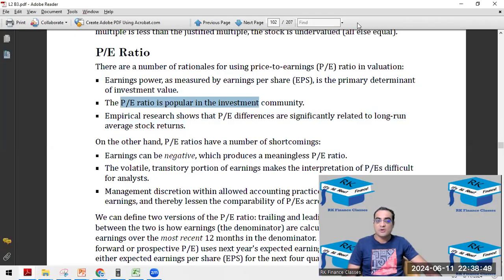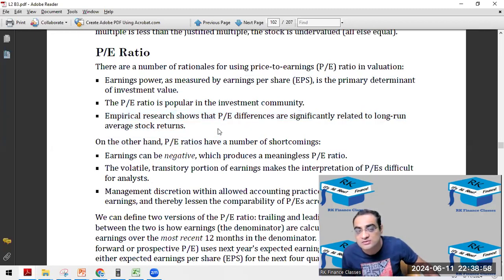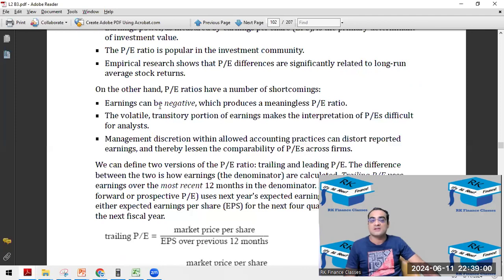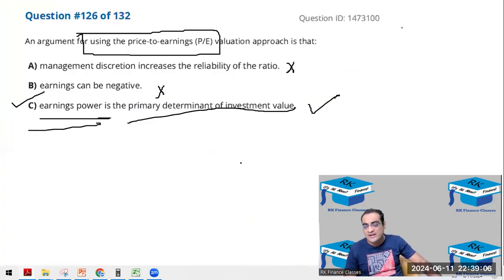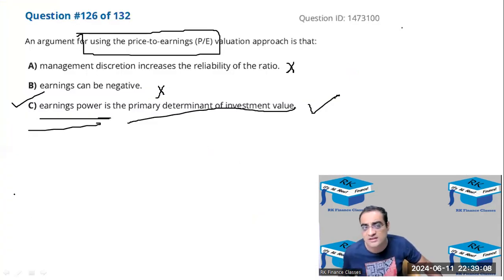First one, it is like popular. This one is what was being mentioned, is the primary determinant of value. And then this is like the differences in the PE are going to contribute significantly to the differences in the long-term return. And negative, manipulated, volatile is what we had mentioned in the lecture. So very healthy question was like straightforward. The answer of that was C.